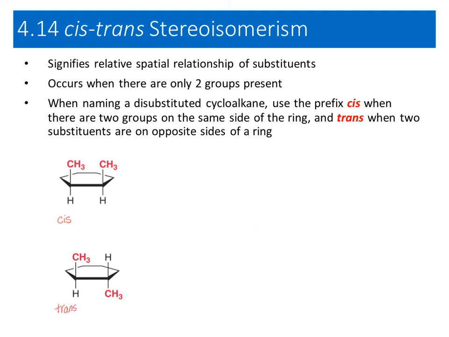We can show cis and trans using wedge and dash bonds as well. So to show the cis here, I can use two wedge bonds, which shows that both of them are pointing in the same direction. You can use dash bonds as well. And to show the trans, I can use one wedge and the other one dash.